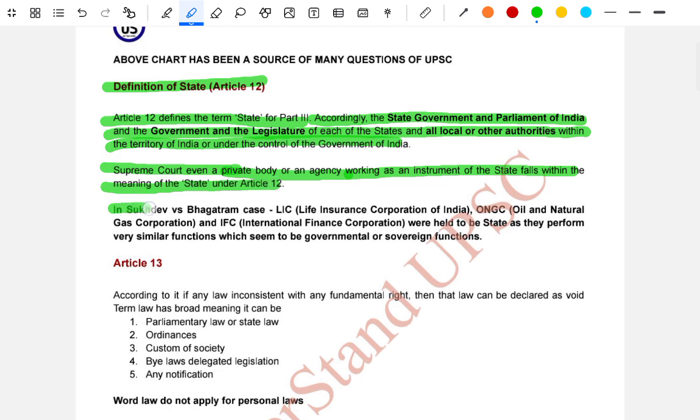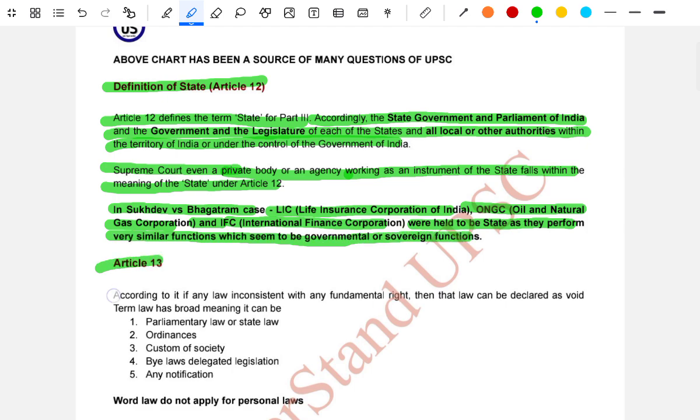In the Sukhdev versus Bhagwat Ram case, LIC, Life Insurance Corporation of India, ONGC, Oil and Natural Gas Corporation, and the IFC, International Finance Corporation, were held to be states as they perform very similar functions, which seem to be governmental and sovereign functions.